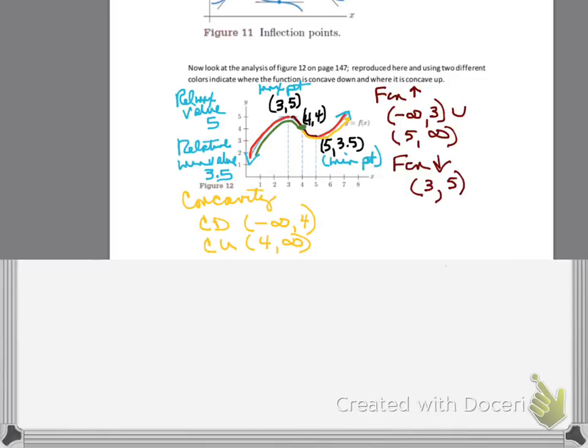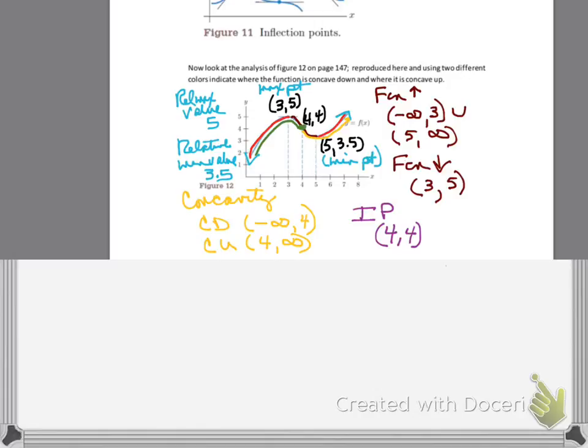Okay, so the next thing we always want to identify is what is your inflection point. So our inflection point is the point (4, 4), and that's the point where the function is changing concavity. When you talk about where your function is increasing and decreasing, that changes at the vertex. When you talk about concavity and where the function's concave up and concave down, that changes at the inflection point.